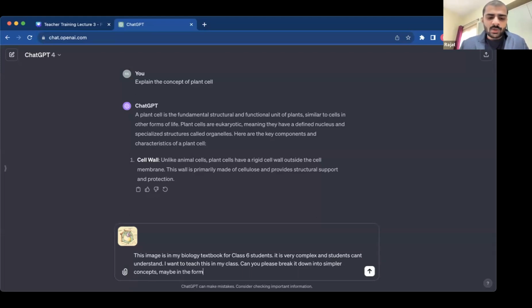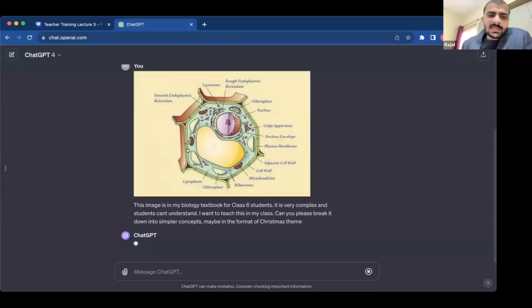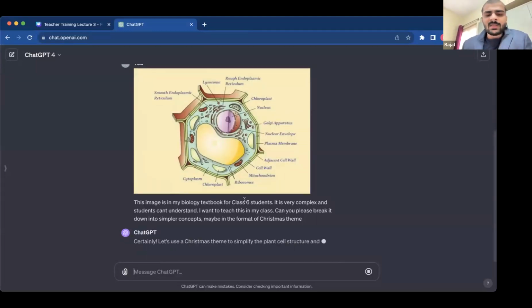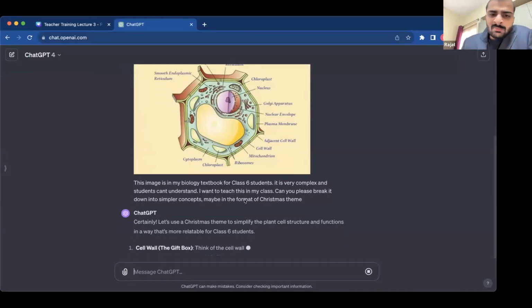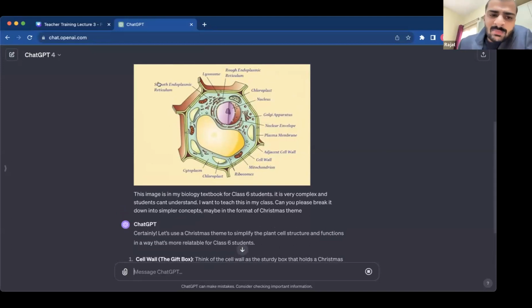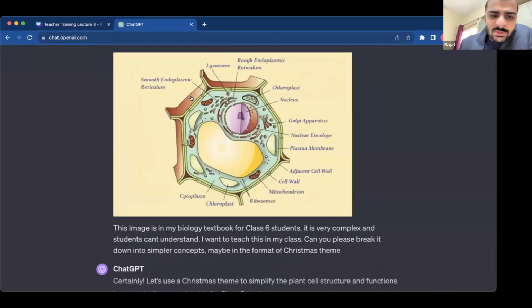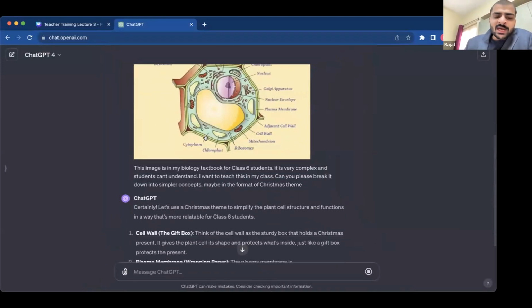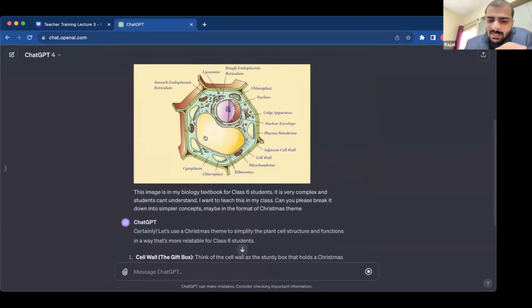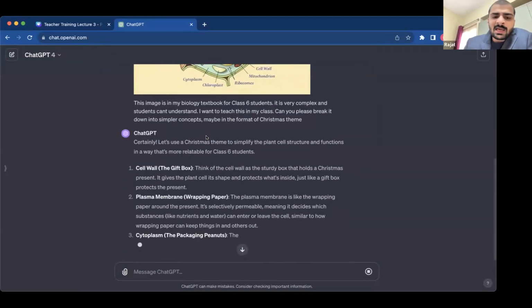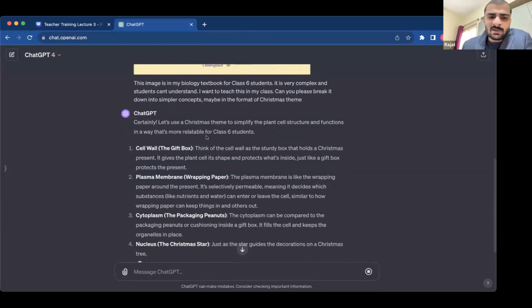Maybe in the format of Christmas, since Christmas is coming, Christmas theme. Basically, now we can upload images like this and ask ChatGPT whatever you want. It can go through the image and understand it even if the image is blurred. Here you can see some of the text is blurred out, but ChatGPT can completely scan the entire contents of the image and then give the explanation in a relatable format.